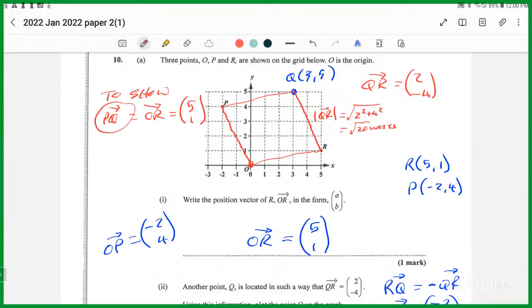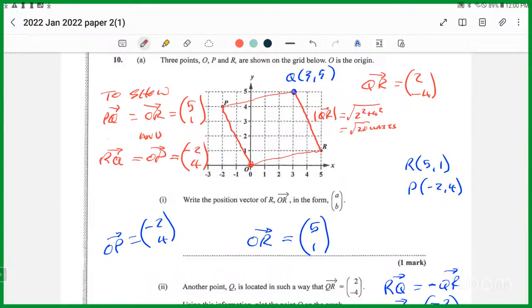So we need to work out PQ and show that it is 5, 1. And the opposite sides as well. We need to show that this side and this side are equal as well. That's these two sides. So we need to show that RQ is equal to OP, and that OP is negative 2, 4. Alright, that's what we need to show to prove that that is a parallelogram.